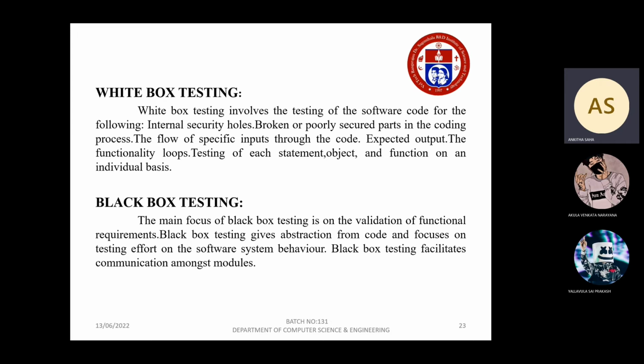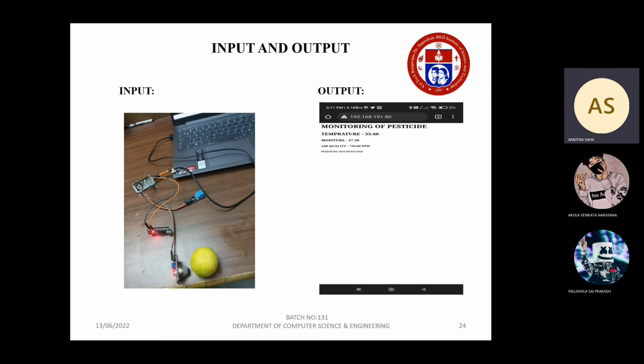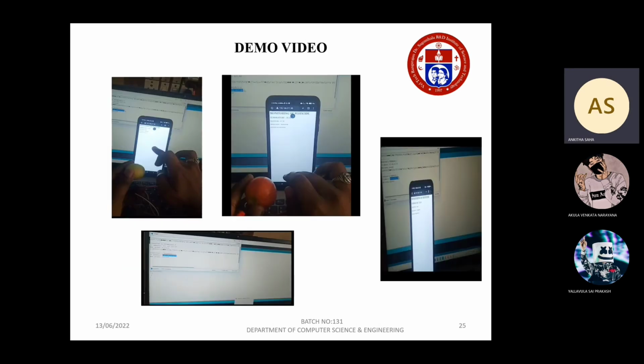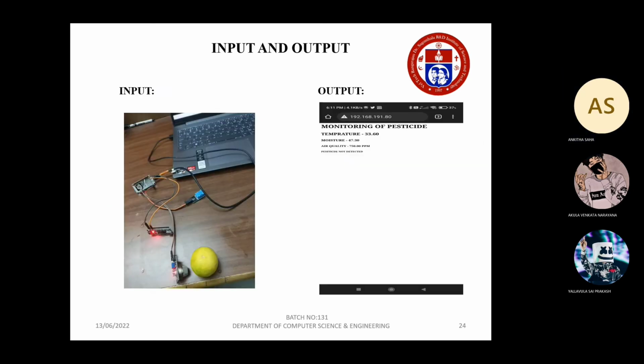So black box testing is on the validation of the functional requirements. Black box testing gives an abstraction from the code and mainly focuses the testing effort on the software system behavior. So input and output. Here we can see the input, and these are the following outputs.